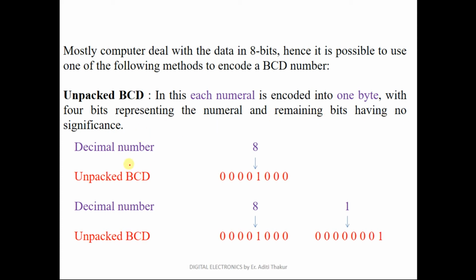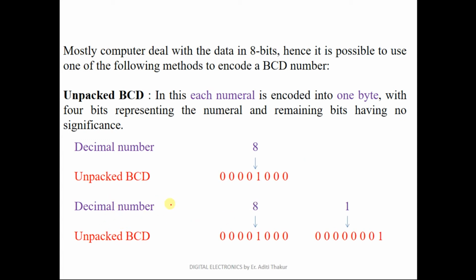For example, we have the decimal number 8 and we have to represent this 8 in unpacked BCD. So how will we represent this 8 in unpacked BCD? What is the 4-bit representation of 8? It is 1000, so we have written it here. What about the rest of the upper bits, the upper nibble? It will be written 0000. So we have written here that the upper 4 bits have no significance.